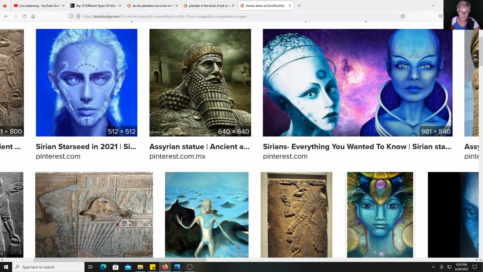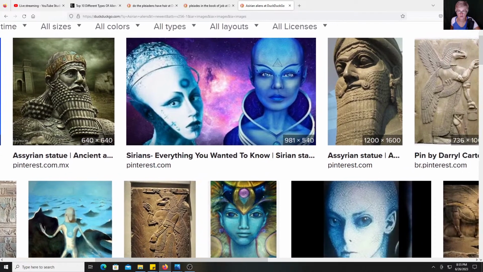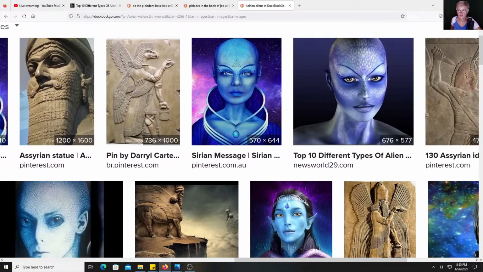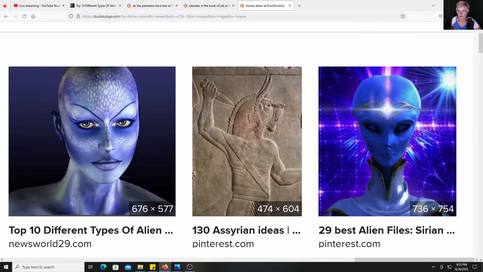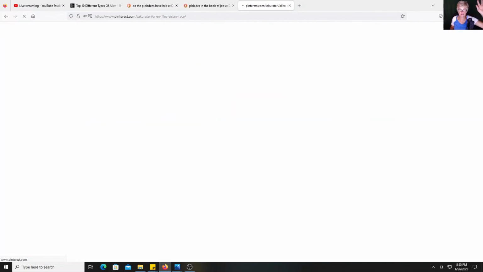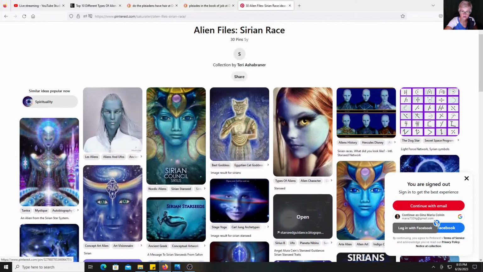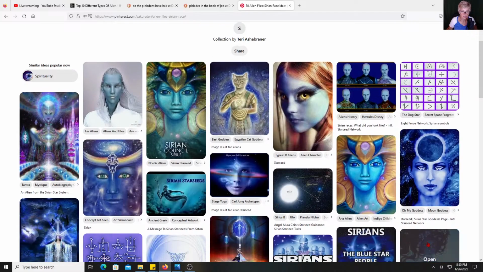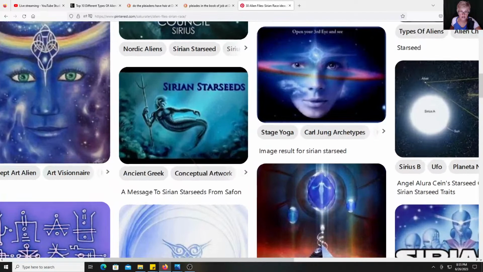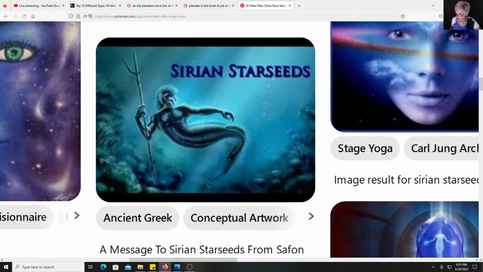Oh, this is Assyria. Okay, they got it a little mixed up because it kind of sounds the same. So Syrians, they got the thing in the middle of their head to depict their third eye right there. Oh, look at that. Oh, look, this looks like a Lyrian. Is what it looks like. Like a little cat. Syrian star seeds. Did they say aquatic? Oh, this is ancient Greek conceptual artwork. Somebody got cooked up.